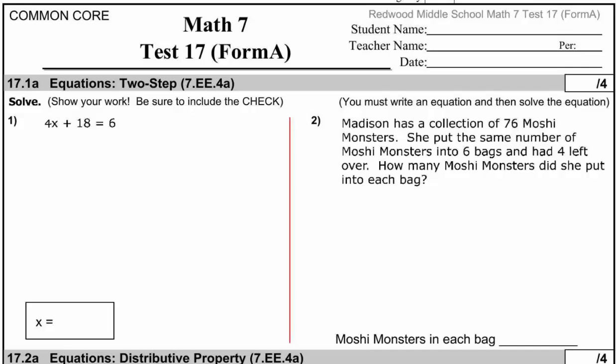This is the Week 17 test video, and here we go. So the very first problem you've got, we have 4x plus 18 equals negative 6.